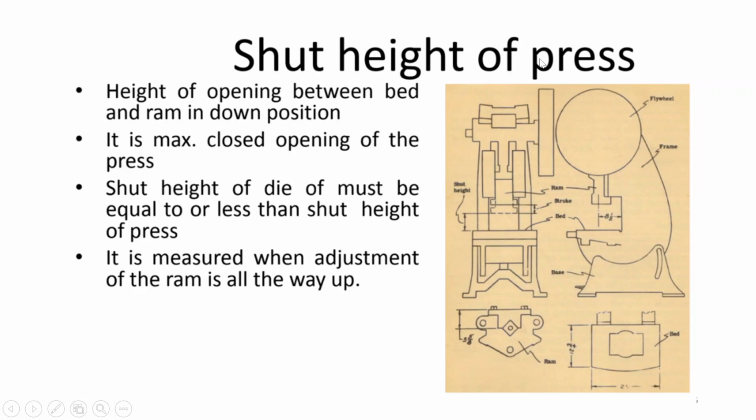Next is the shut height of the press. It is the height of the opening between bed and ram in the down position. It is the maximum closed opening of the press. The shut height of the die must be equal to or less than the shut height of the press, and it is measured when the adjustment of the ram is all the way up.